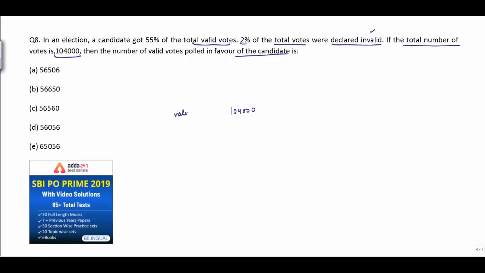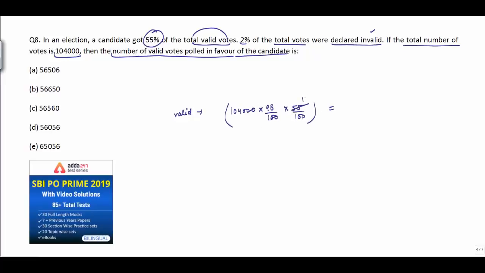So number of valid votes is equal to total into remaining. 2% were invalid, so remaining 98% were valid. And out of the valid votes, the candidate got 55% of the votes, and that is what we need to find out. Number of valid votes polled in favor of the candidate. So 55% of this is what we need to find. Let us find it out.